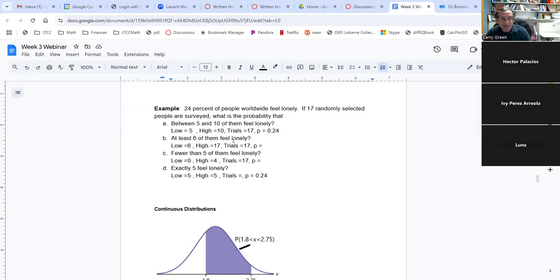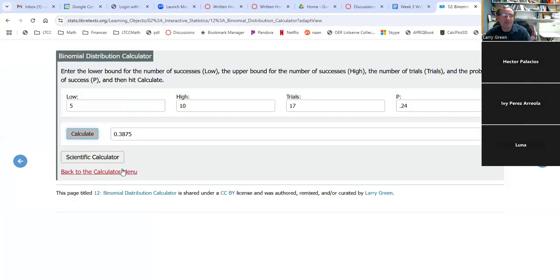Okay, at least 6 of them feel lonely. In this case, the low is 6. The high is 17 because at least 6, the highest number that can be is 17, because we asked 17 people. If everyone was lonely, then all 17 of them were lonely. That's the highest. So it's just 6 and 17. And the good news is I just put those numbers in, 6, 17, and same trials and P, and I calculate. And it's about 20%. Any questions on that?